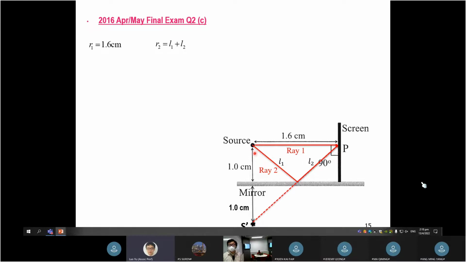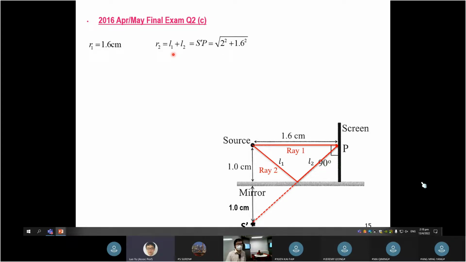So the way to do this is we assume there is a mirror downstairs, so that there is a virtual image below the mirror. Its distance from the mirror, of course, is 1 centimeter. Then we find the distance from S prime to P. That gives us this right angle, so it's actually equal to the square root of 2 squared plus 1.6 squared, because this edge becomes 2 and this is 1.6. Okay, so this is R2.